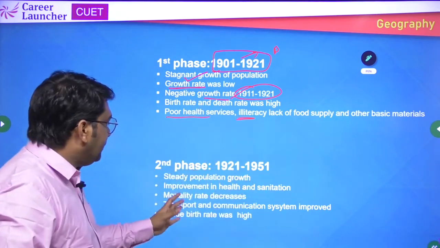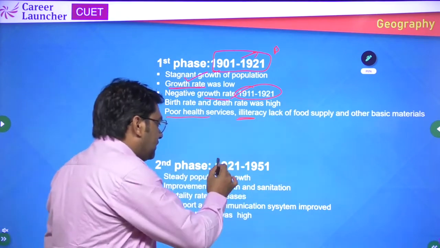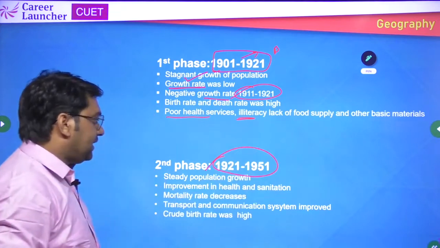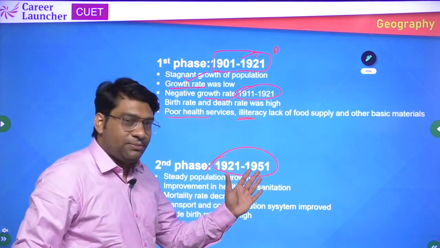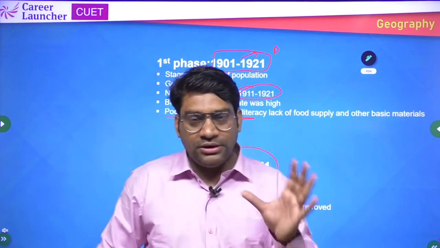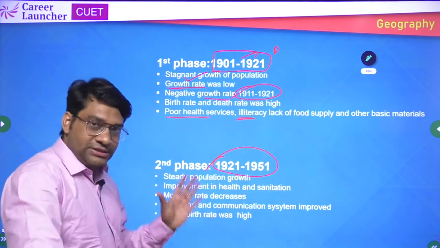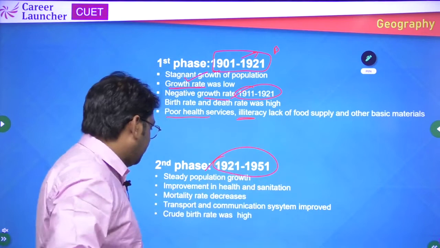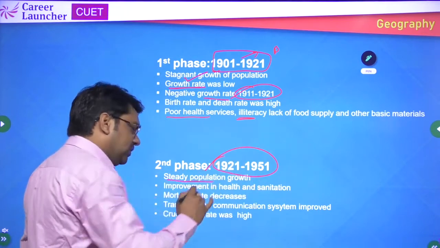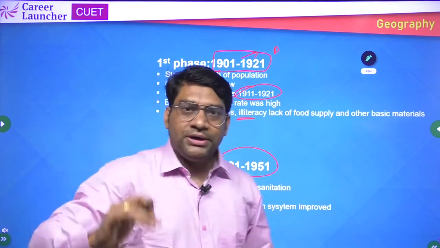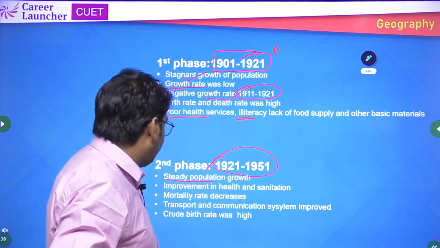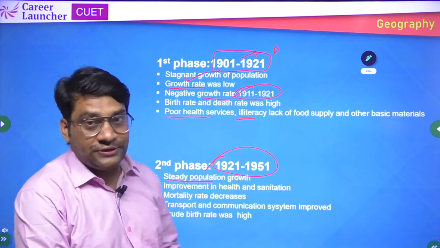Then 1921 to 1951 is the second phase. In the second phase, India got independence in 1947, and India was free from the British. Here we study population growth: there is a little bit of rise in population growth because of improvement in health and sanitation.